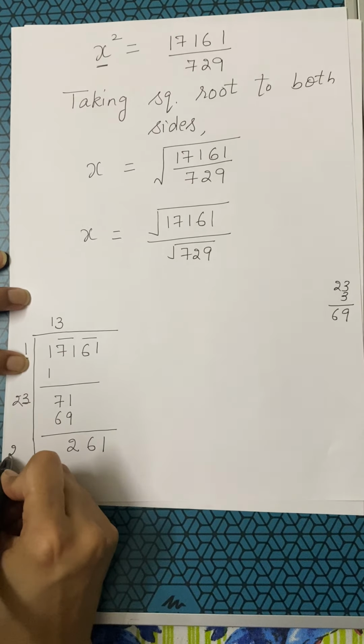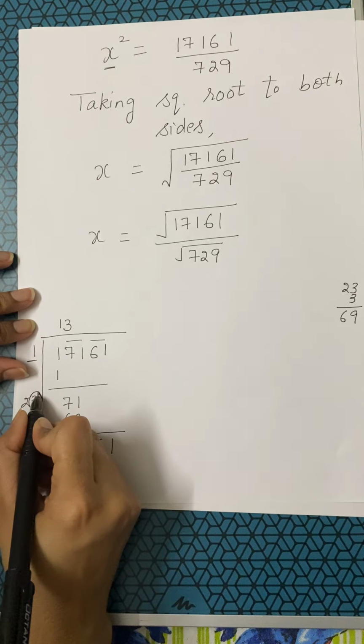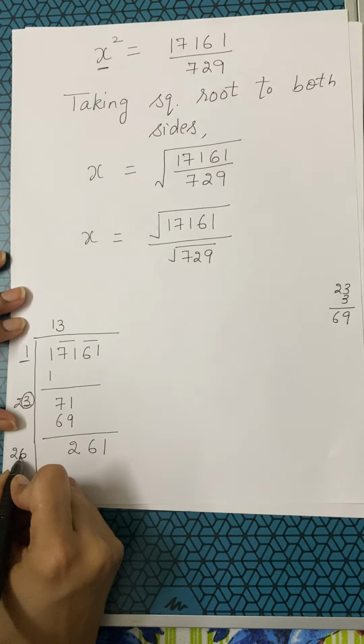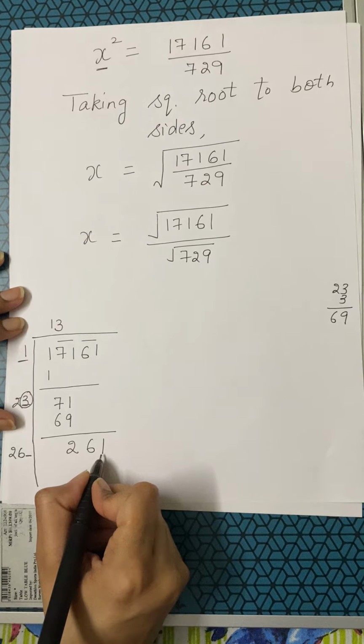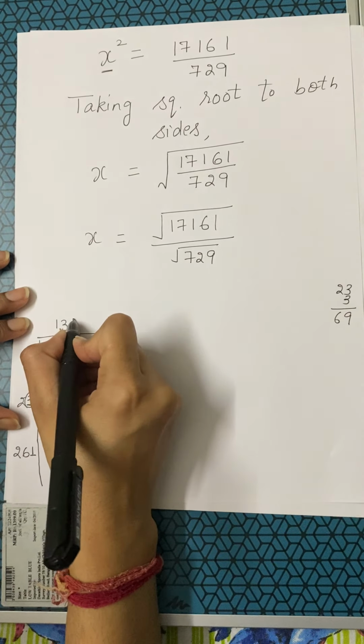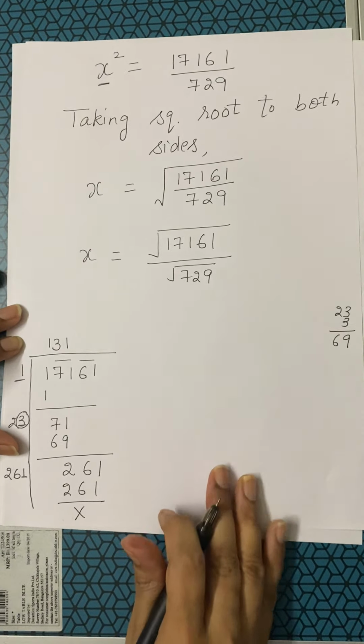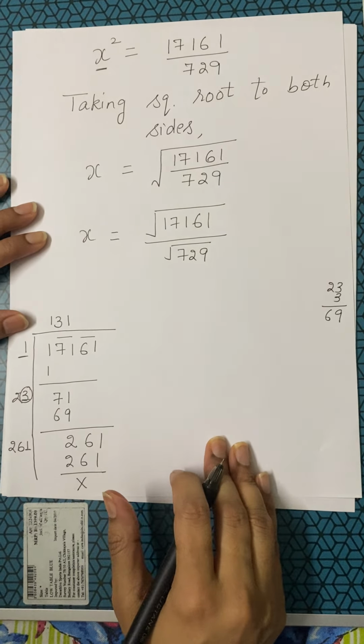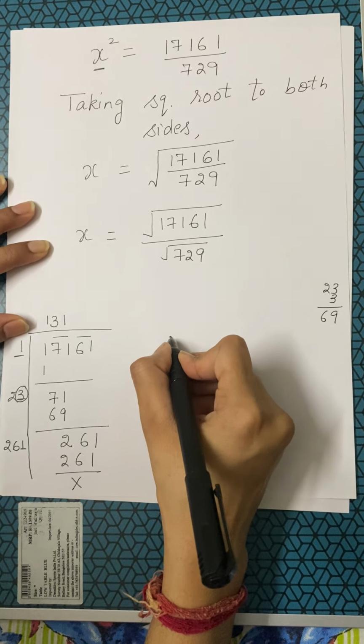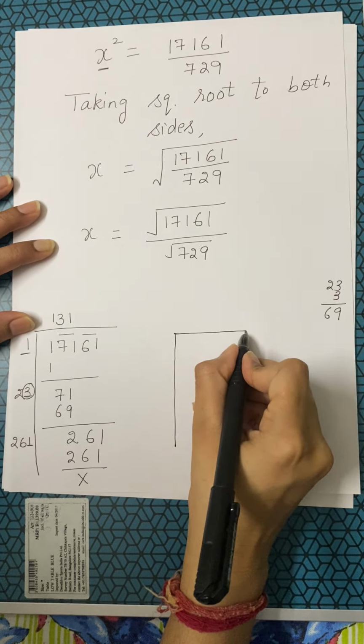According to the rule, 2 will be written as it is. This 3 will be multiplied by 2. It will become 6. Now, if I write 1 here, that number will be perfectly divisible. So it will be 261. Okay, now 729. Let's check this with 729. Let's find the perfect square.